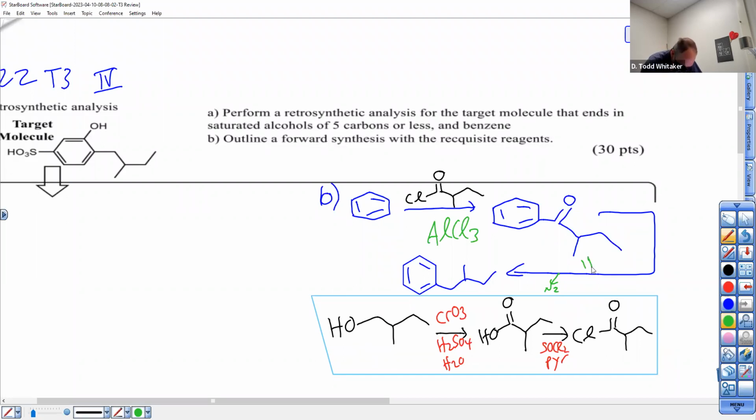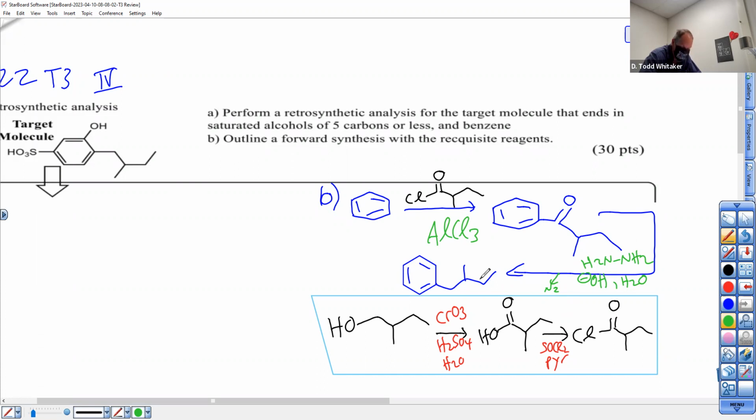Yes. Wolff-Kishner. You were told, you were promised, you'll have to put a primary group on benzene. The protocol is put a ketone on, then do a Wolff-Kishner. It was earlier today, we did the same thing. And now you can start putting groups on.